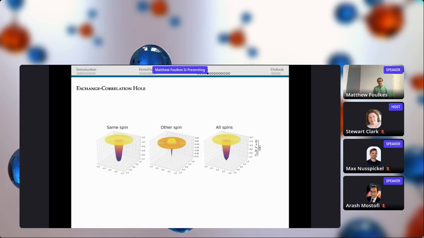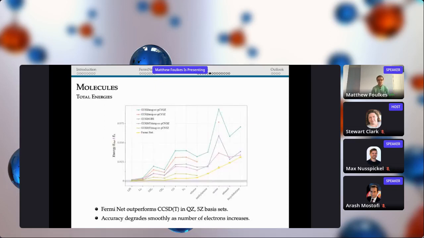Because we've got a many-electron wave function, we've got access to many variables you can't see in, say, DFT. These are exchange correlation holes, just to show you we can do it. We've done a bunch of molecules. So here are a bunch of molecules, starting from lithium hydride and going up to bicyclobutane. This one has 30 electrons, all done with exactly the same network we used for the atoms.